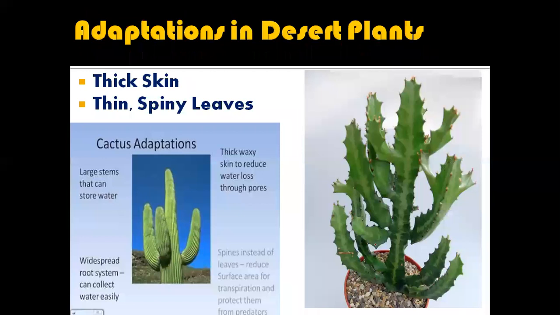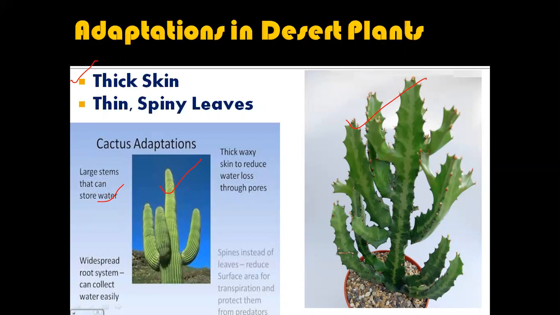We see the land adaptations in desert plants. First we'll see their thick skin. You can take the example of cactus and euphorbia. This is euphorbia, this is cactus. So in the cactus, what happened? They have large stems that store their water, large stems everywhere. We can see the stems only, no leaves.